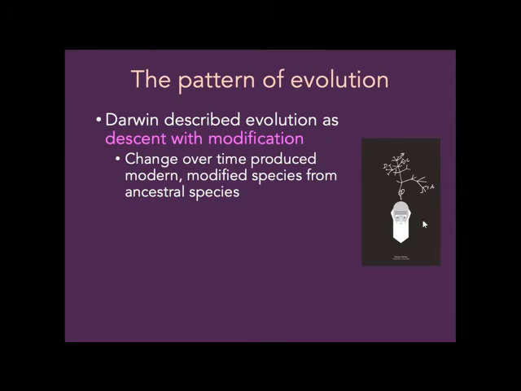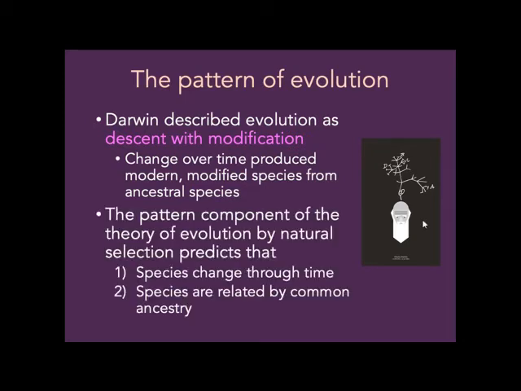All right, so Darwin described evolution as descent with modification. So descent meaning from an ancestor to its descendant with modification. The descendant is changed compared to the ancestor. So change over time produced modern modified species from the ancestral species.